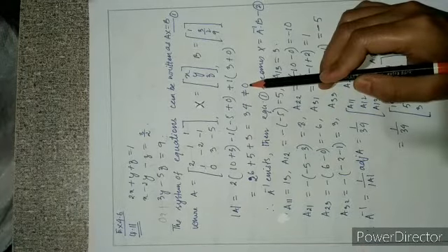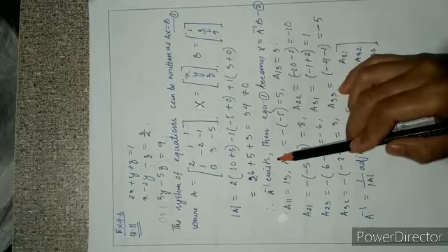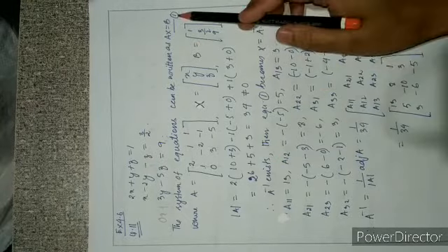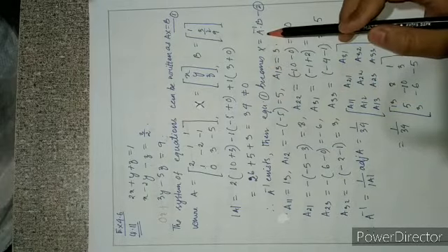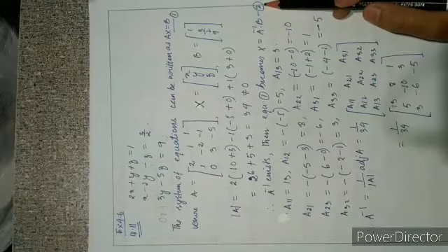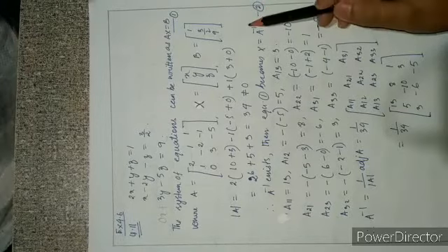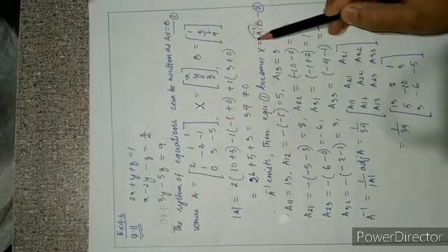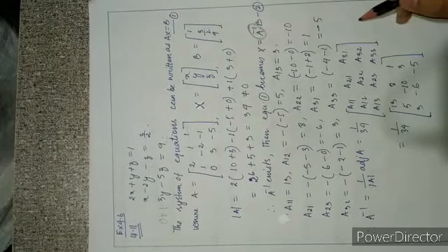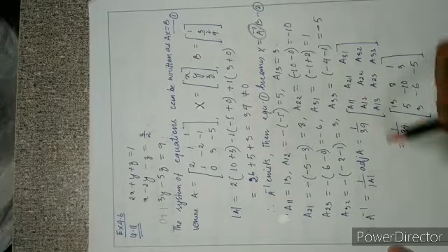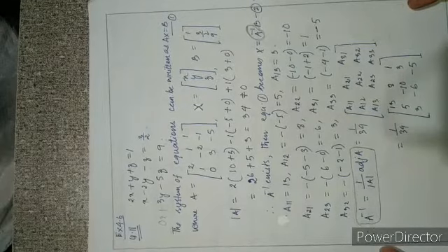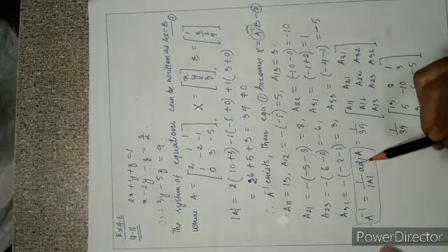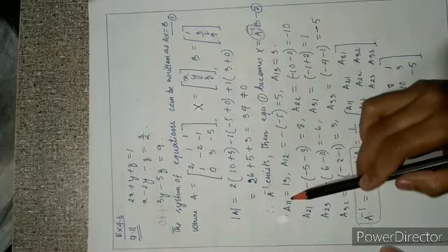Since the determinant of A is not 0, A inverse exists. Then equation 1 becomes X is equal to A inverse into B. See equation number 2. Then we need to find the value of A inverse. By theorem number 4, A inverse is given by the formula 1 by determinant of A into adjoint A. And we need to find the value of adjoint A.